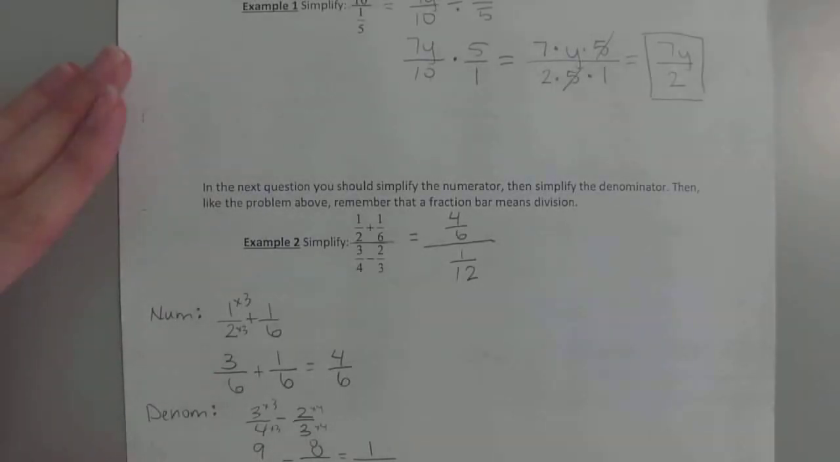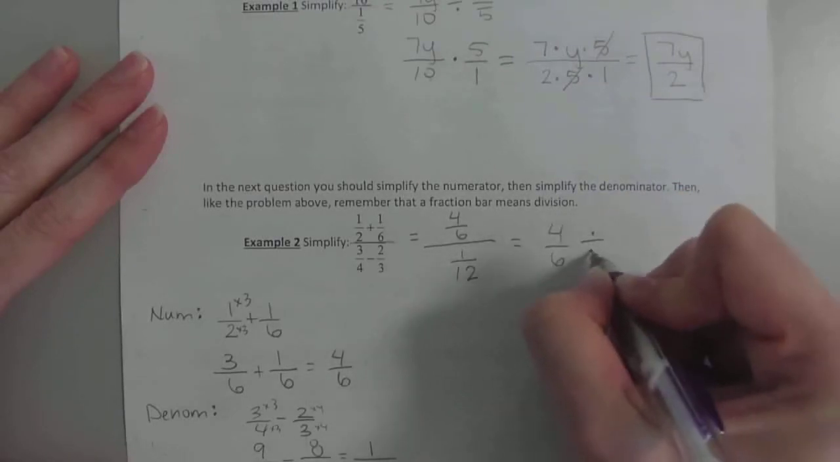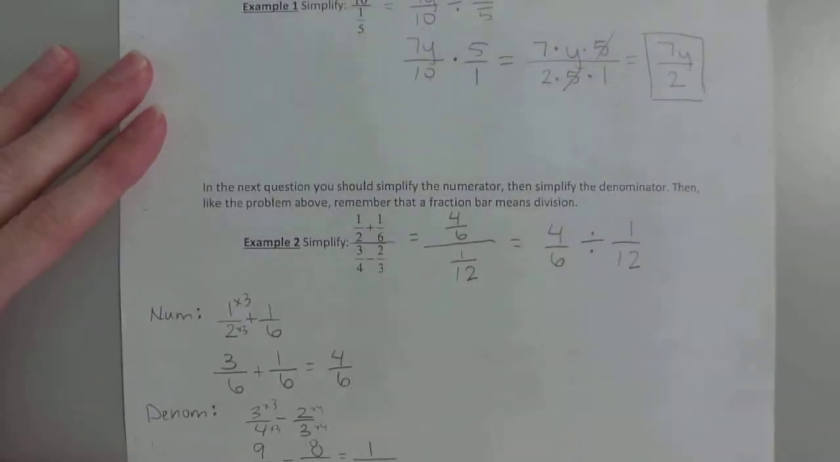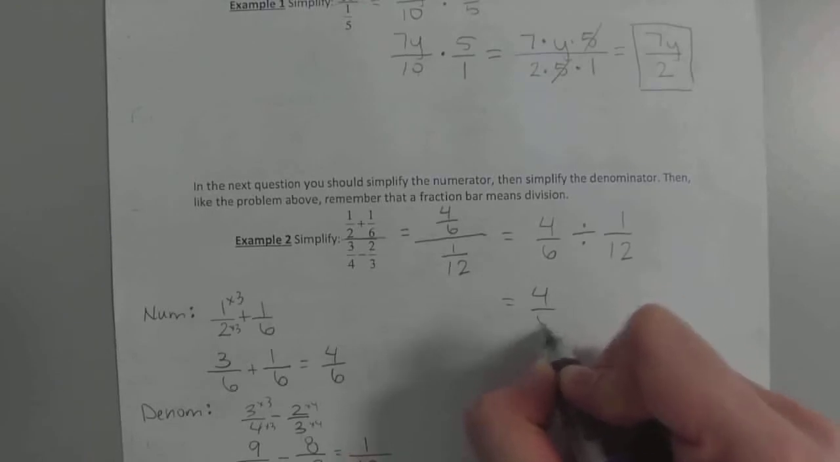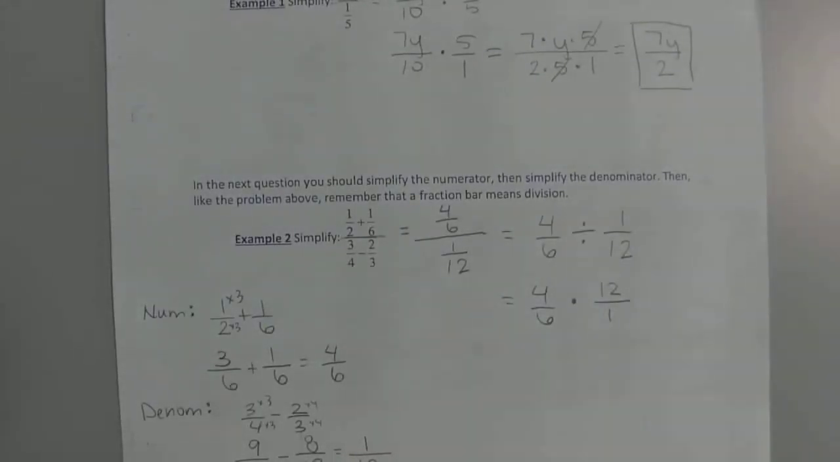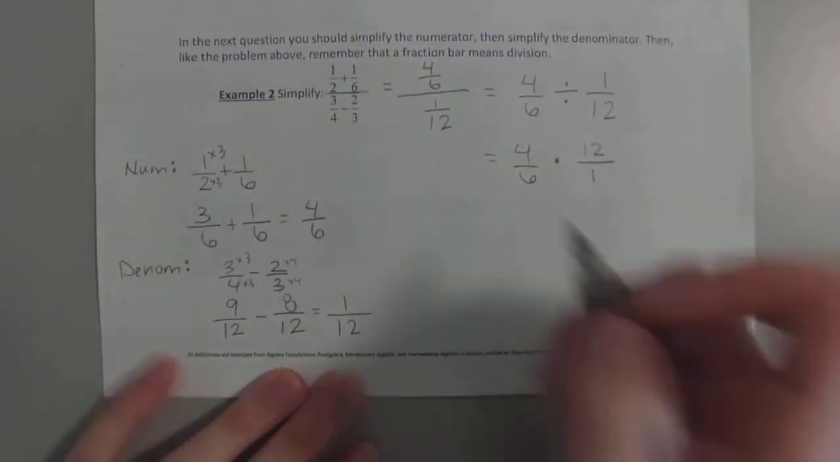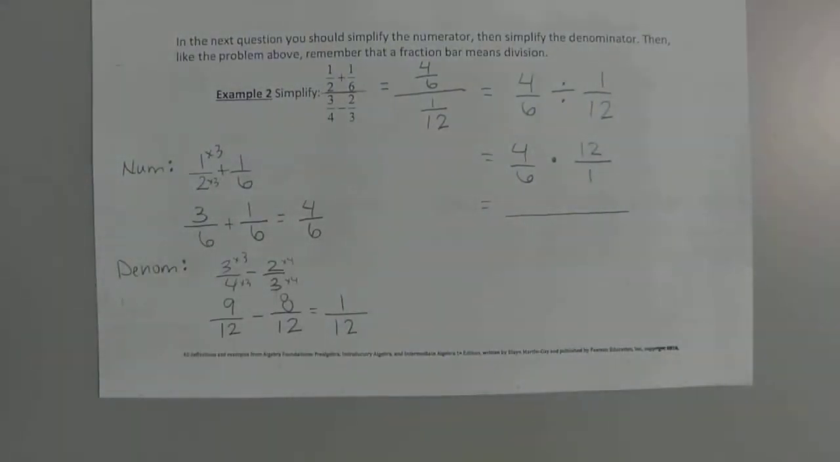All right? What did we do with example 1? We just rewrote it as a division problem. This is just 4/6 divided by 1/12. But do we ever divide? Nope. So I'm going to rewrite this as 4/6 times 12/1. Is that okay? And then what I'm going to do is I'm going to combine them by multiplying straight across the top, straight across the bottom.